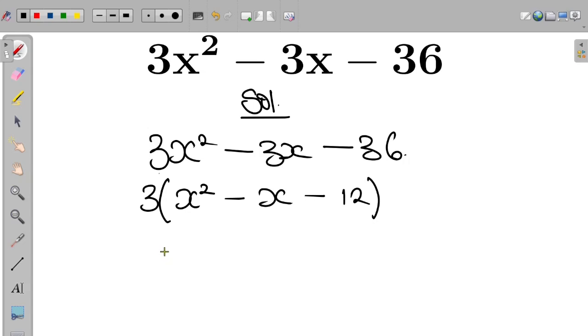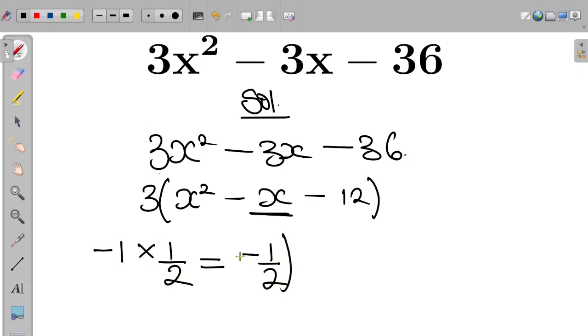At this point, the next thing we do is multiply the coefficient of the middle term by 1 divided by 2 and square the result. This is our middle term, and the coefficient here is -1. So multiply it by 1 divided by 2. This is equal to -1 divided by 2. And we are asked to square the result, and this is equal to 1 divided by 4.